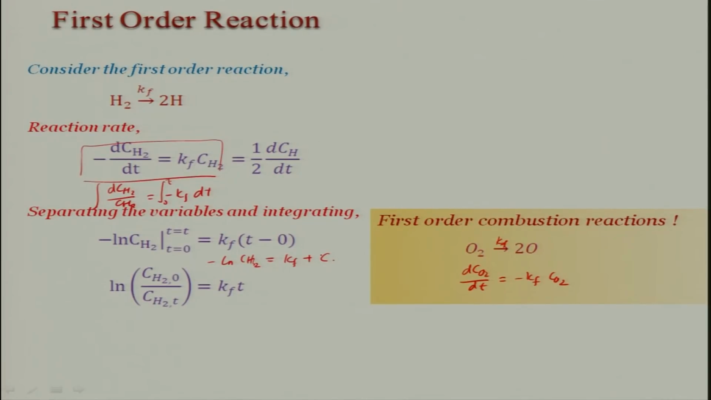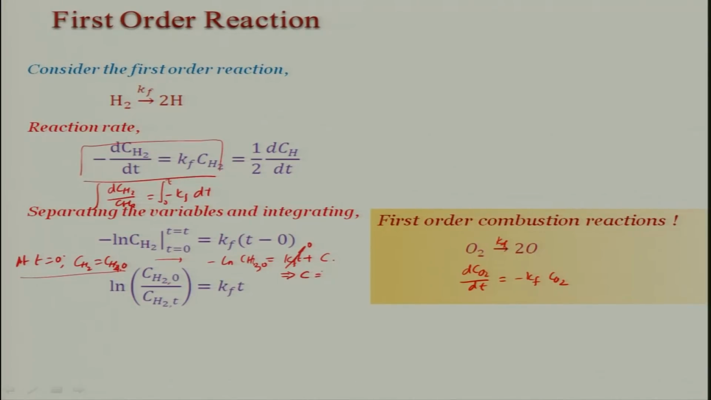At t is equal to 0, what will it be? C_H2 will be nothing but C_H2 naught, right, at the initial state. So, therefore, the constant is coming. If I apply this, then this is nothing but your C_H2 at this condition, this will be C_H2 naught, and this will be t, t is nothing but 0, right, at t is equal to 0, this I am talking about.